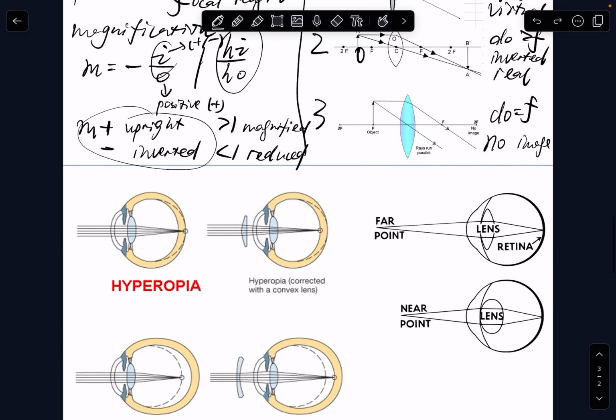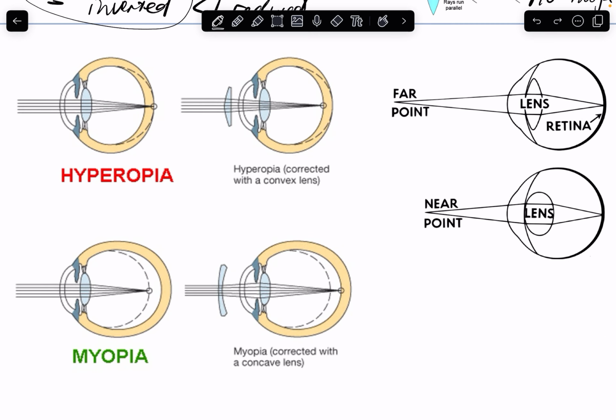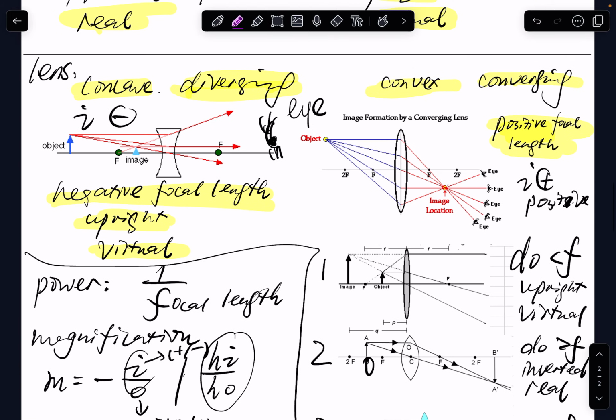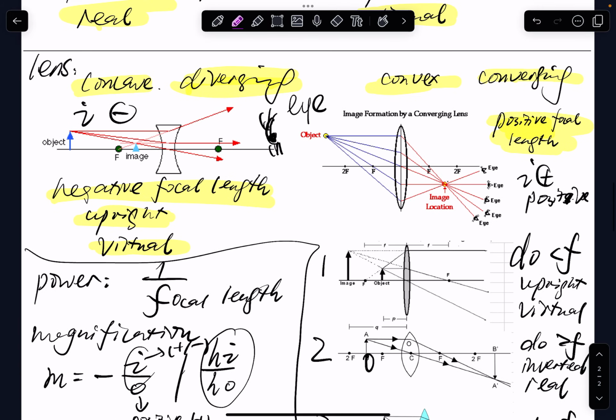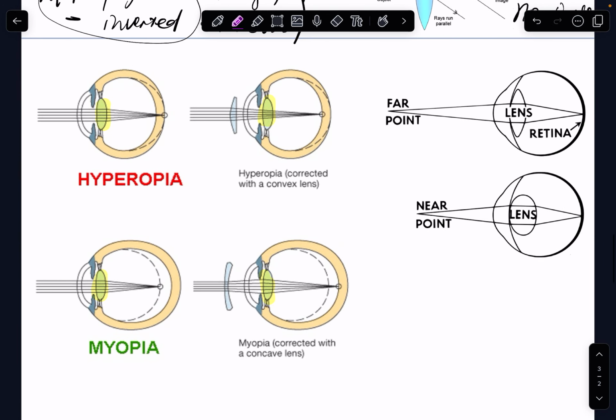Okay, now I think we can move on to the biological application. So the biological application is the human eye lens, okay? The thing I highlighted here, human eye lenses are always what? Are always this case. This convex, convergent lens, okay? Let's write it down. Convex, convergent. See, that's the human lens. It's convex and convergent, okay?